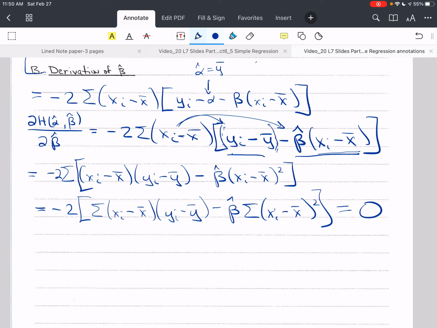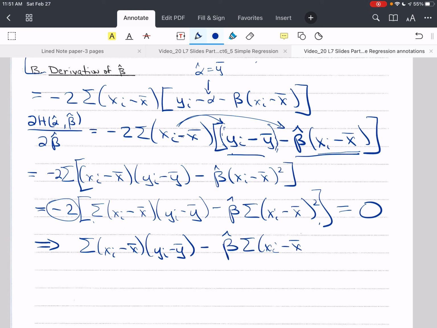Okay. And now, negative 2 can never be equal to 0, right? So this term is the one that has to be equal to 0. If this is 0, then 0 times negative 2 is 0. So I'm going to solve this and set this equal to 0. This implies that the sum of xi minus x bar times yi minus y bar minus beta hat sum of xi minus x bar quantity squared equals 0, which implies I just add this to both sides and then put it in the front.